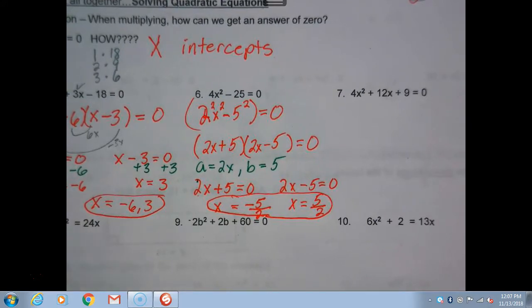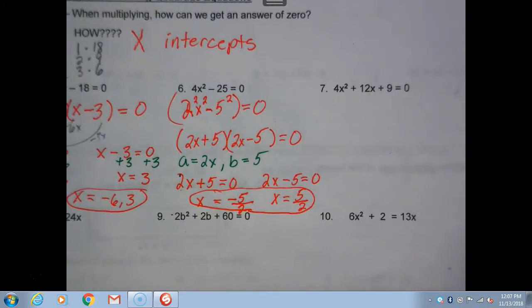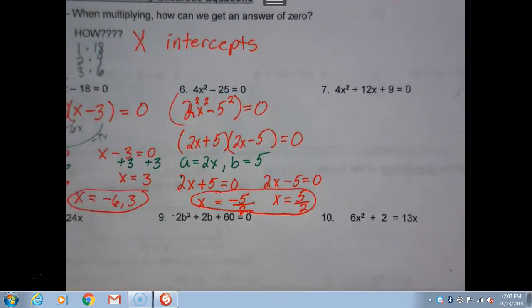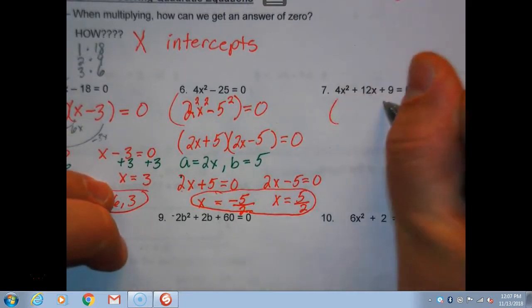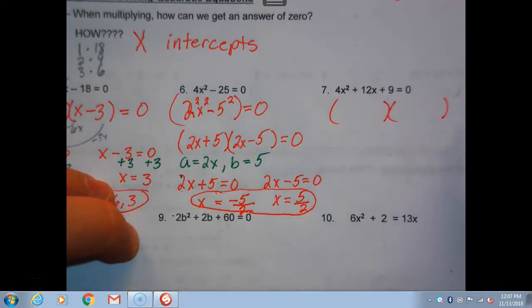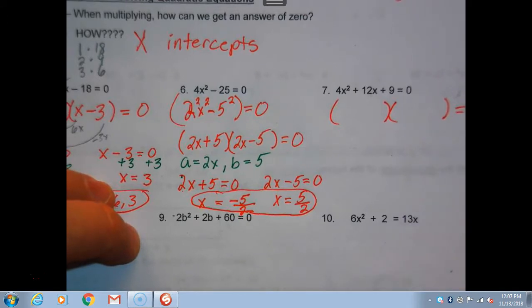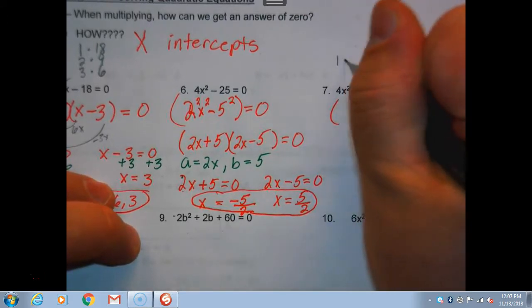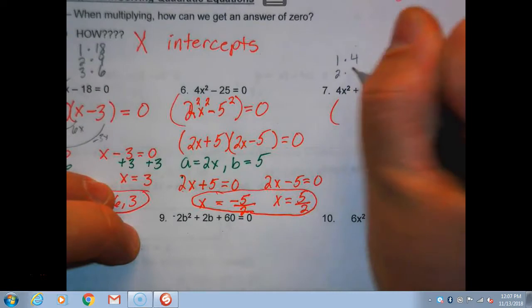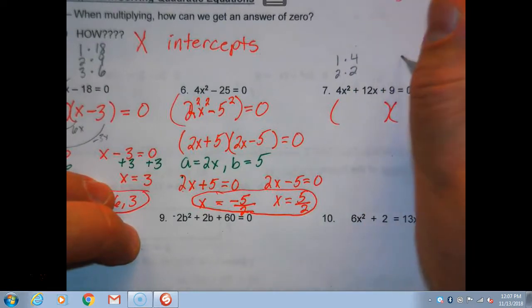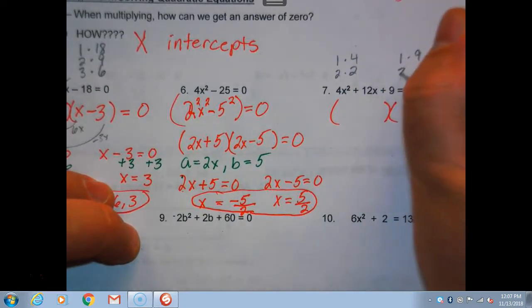Number 7. Can I take out any common factors? No. I have to use reverse FOIL. Okay, the 4, I have 1 times 4, 2 times 2. And the 9, I have 1 times 9, 3 times 3.